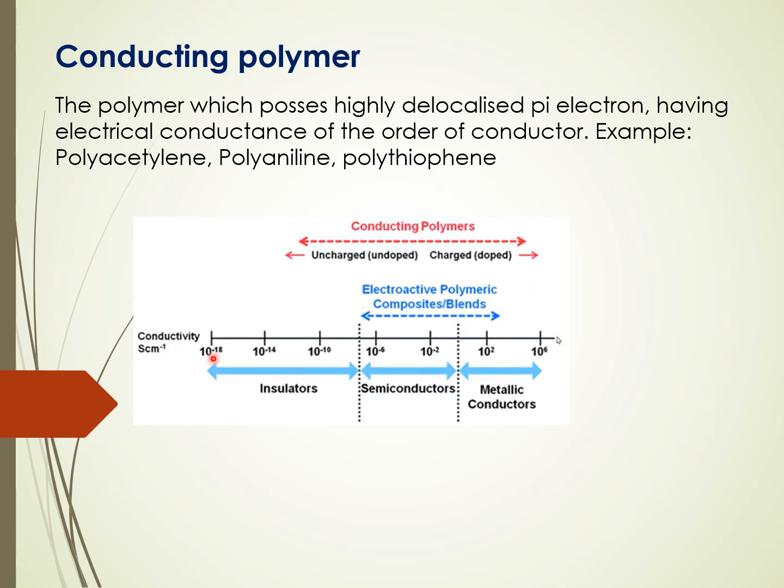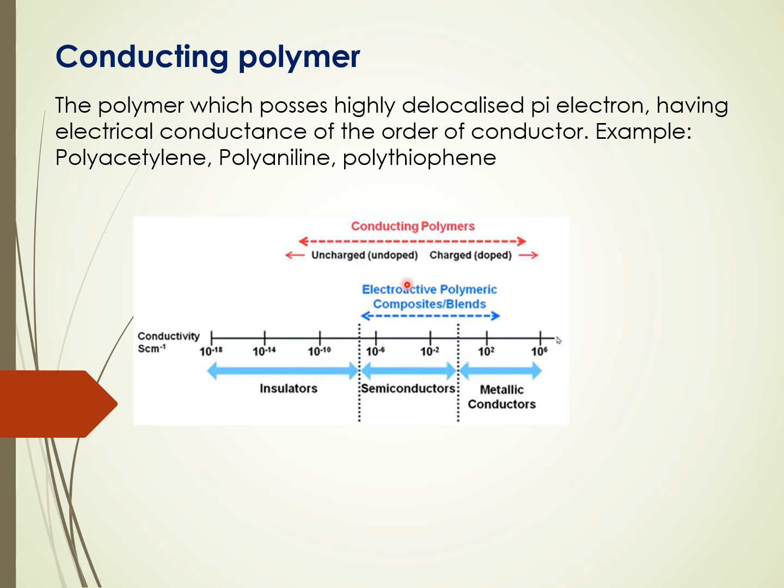Let us know the conductivity range of any material. This region is the insulator region, 10 power minus 18 to 10 power minus 8 Siemens, so it behaves like an insulator. The semiconductor region is 10 power minus 8 to 10 power 0. The conducting range is greater than 10 power 0, up to 10 power 6.